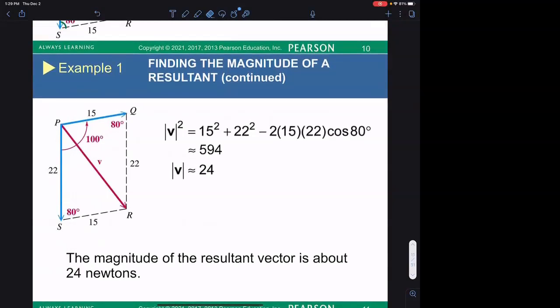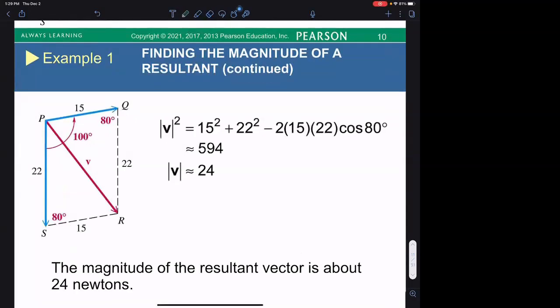So in this picture, V is the side we don't know, and the sides we know are 15 and 22, and the angle opposite V is 80. Plugging the 15, the 22, and the angle into the law of cosines gives you what V squared is. If you take the square root of that, you get the approximate magnitude of V, in this case 24 newtons, the units measured here.